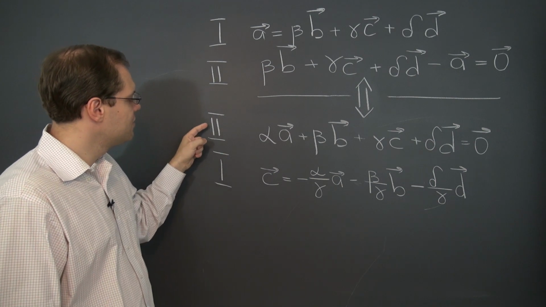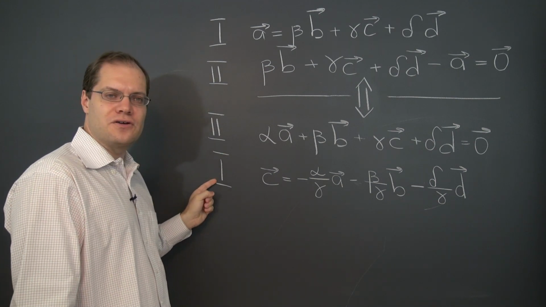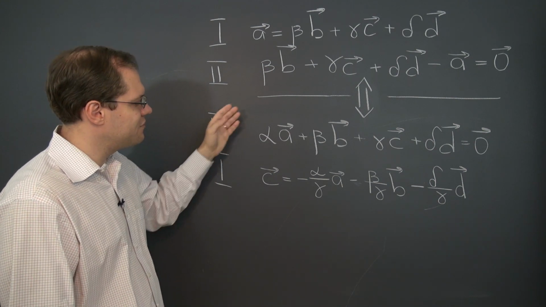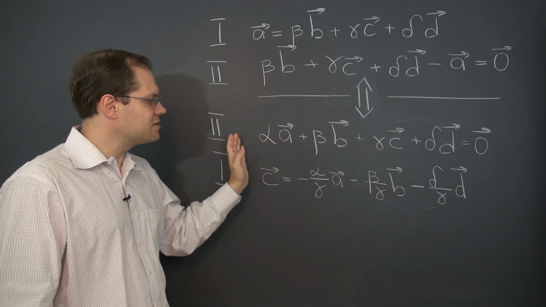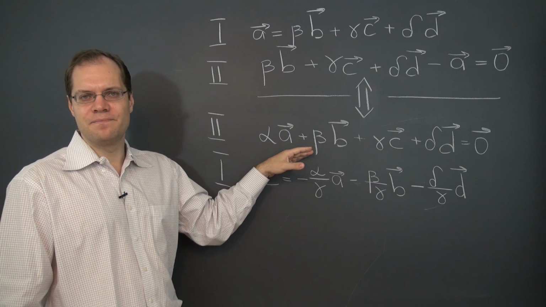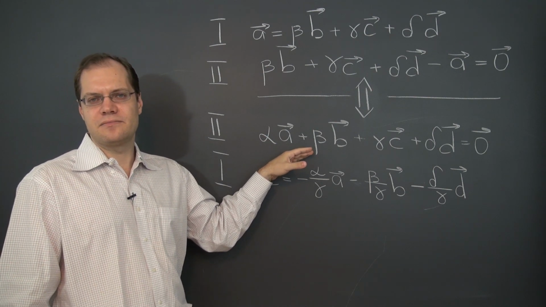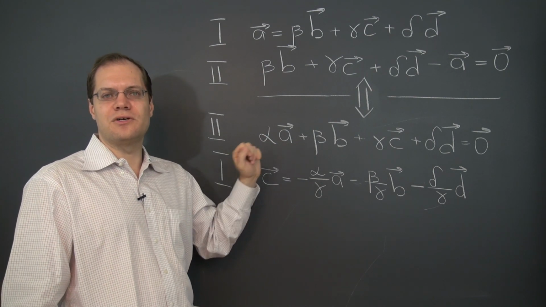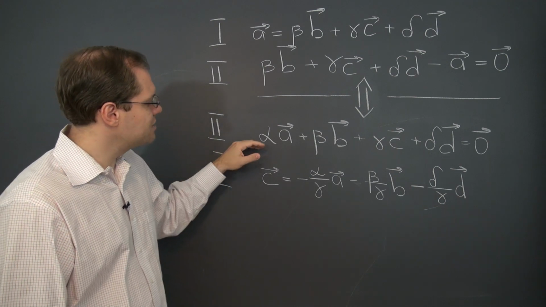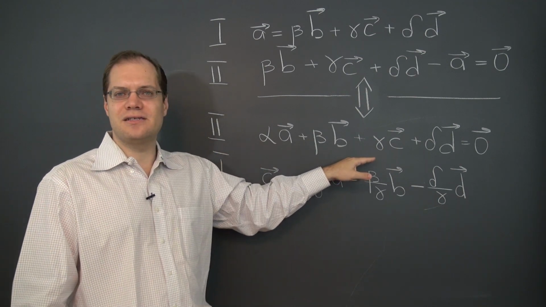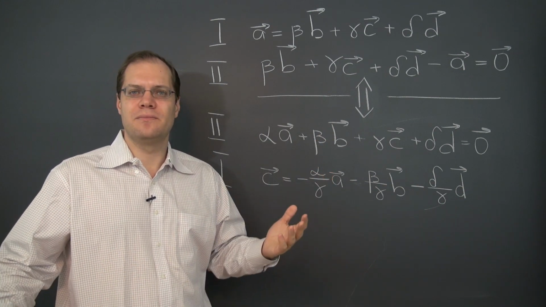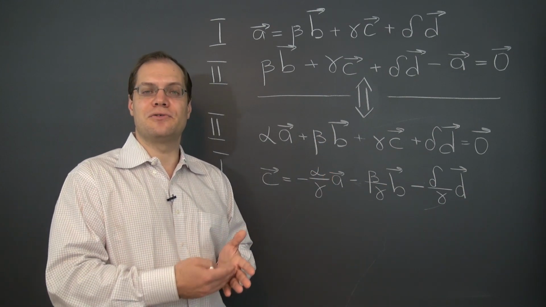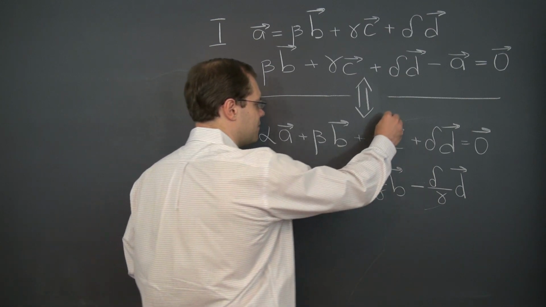Let's now move from the second to the first. According to the second definition, we have a set of vectors that's linearly dependent because there exists a non-trivial linear combination that equals zero. So what does non-trivial mean? It means that one of these coefficients is not zero. Let's just say it's gamma. Could have been any one, but for the sake of concreteness, let's just say it's gamma.